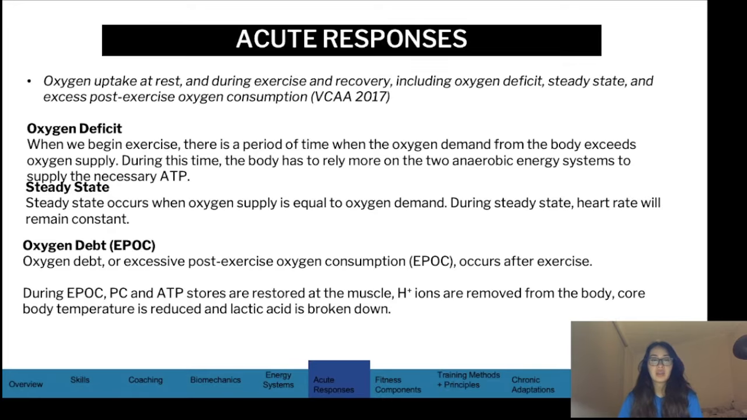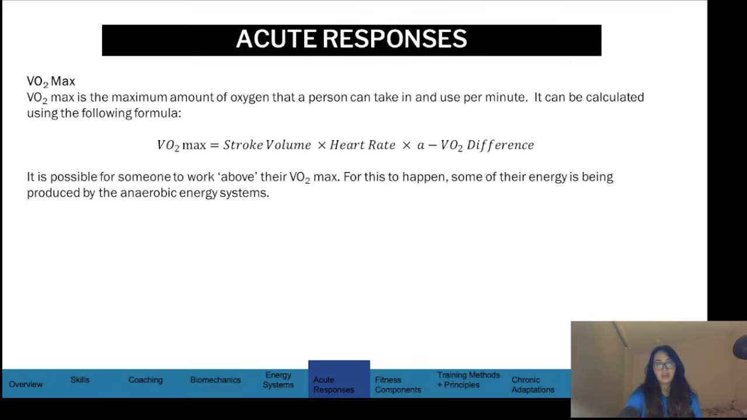Also got EPOC, which is excess post-exercise oxygen consumption, which is how much oxygen your body consumes after exercise. During EPOC, we've got a fast and slow phase. We've got first creatine and ATP stores being restored at the muscles, hydrogen ions being cycled out of the body, core body temperature being reduced and lactic acid broken down. Pretty much your body returning back to normal is the EPOC. Then you've got a fast and slow stage.